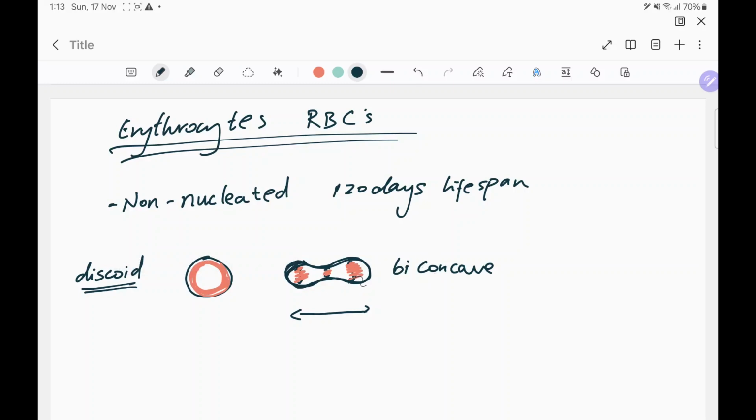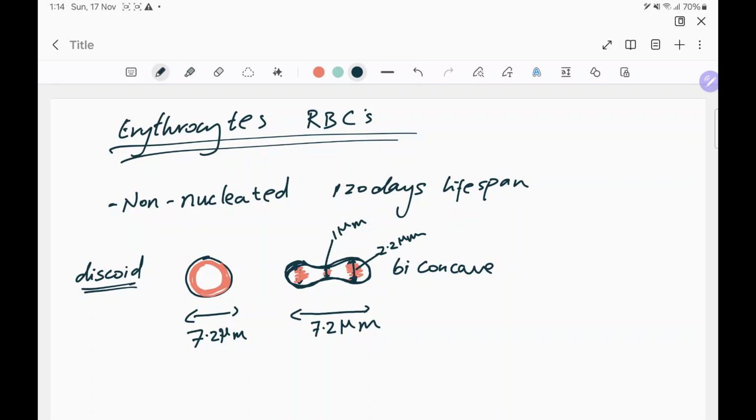It almost looks like a dumbbell when you look sideways, and when you look from the front, it is discoid in appearance. Its dimensions are 7.2 micrometers in diameter. It is around 2.2 micrometers in thickness at the periphery, and only 1 micrometer thickness in the center. So you have less hemoglobin in the center over here. Now this is your biconcave shape. Please don't forget this: discoid, biconcave shape.